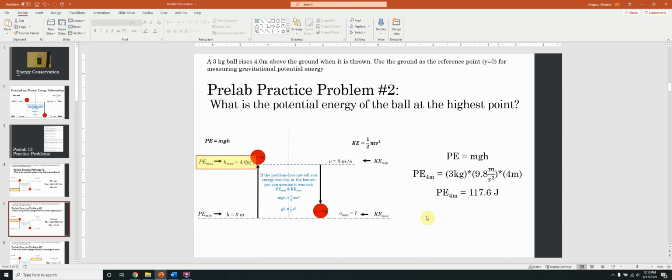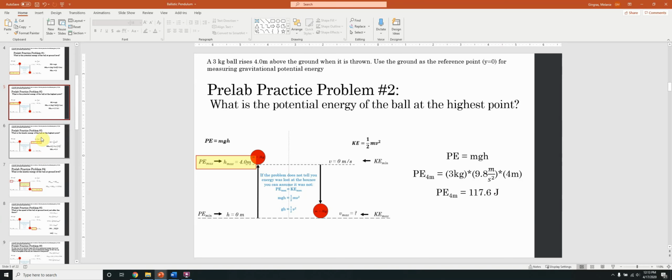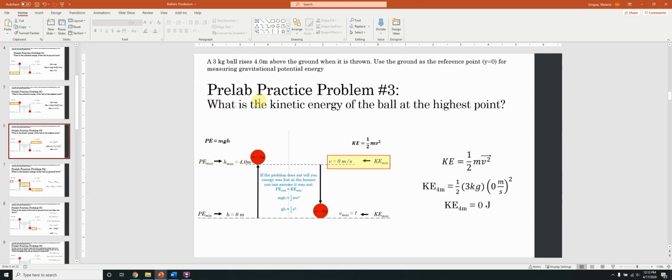All right, so moving on to pre-lab practice problem number 3. What is the kinetic energy of the ball at the highest point? So this is what we're looking at here. We're looking at the highest point, so where our velocity is equal to 0 meters per second, and also, of course, where our kinetic energy would be at a minimum. So kinetic energy, as we know from last week, is equal to 1/2 times the mass times the velocity squared.